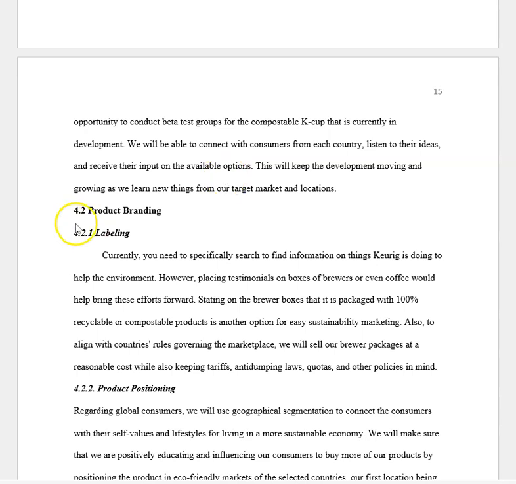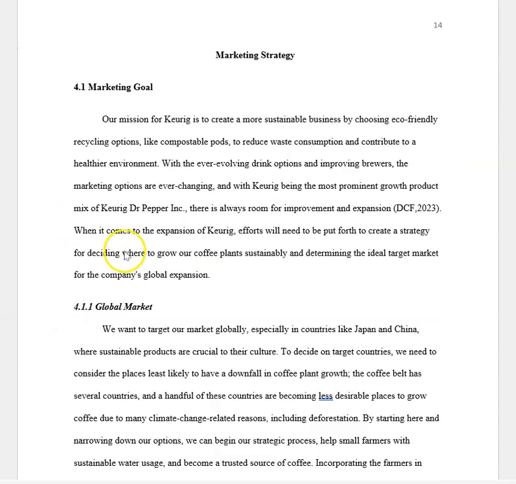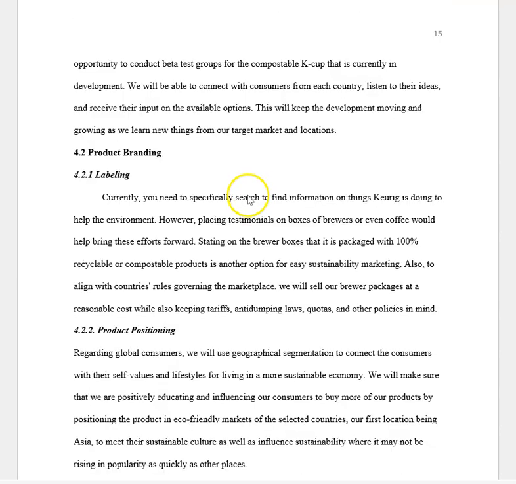So here's a level 2 heading, product branding. That level 2 heading is related to this level 1 heading of marketing strategy, but that's why it's left justified. And then the level 3 heading, of course, is subordinate to that level 2 product branding. So labeling is related to product branding, so you can see why that is in italics as a level 3 heading rather than level 2.